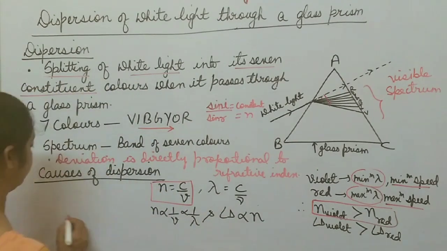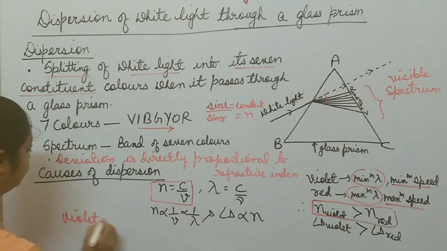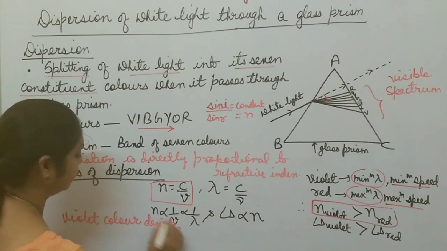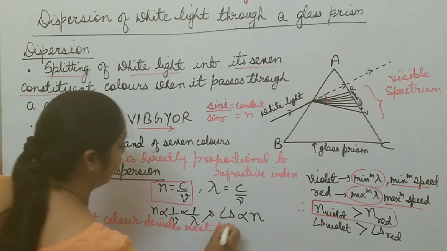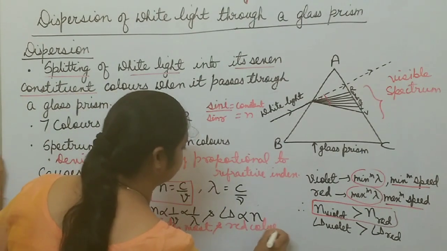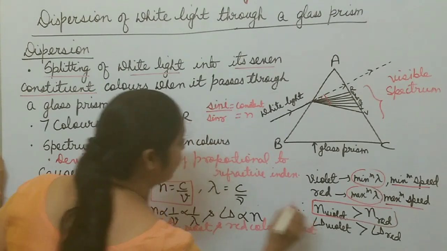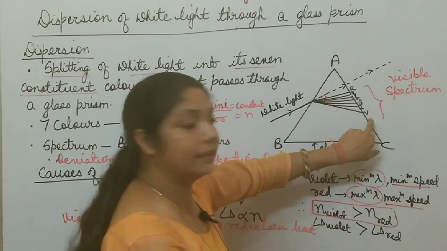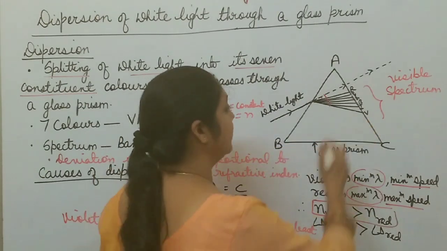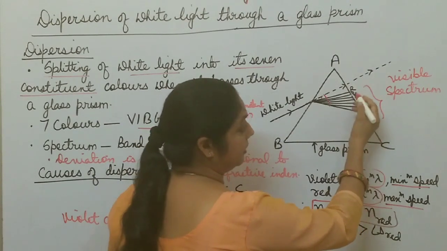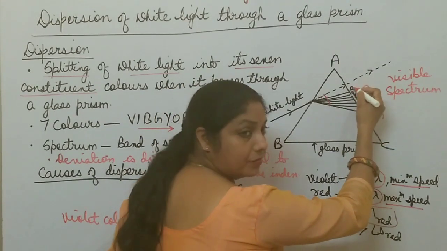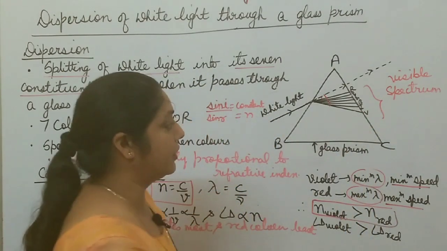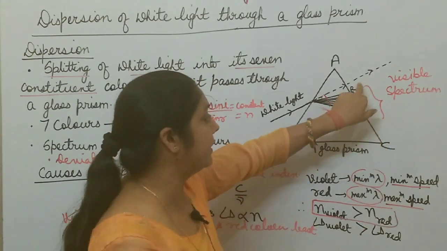Violet color deviates most, and red color deviates least. That's why red color is at the top of the visible spectrum and violet color is at the bottom of the visible spectrum. You must write these colors, okay? Red color is at the top of the visible spectrum and violet color is at the bottom of the visible spectrum, because violet color deviates more and red color deviates less.